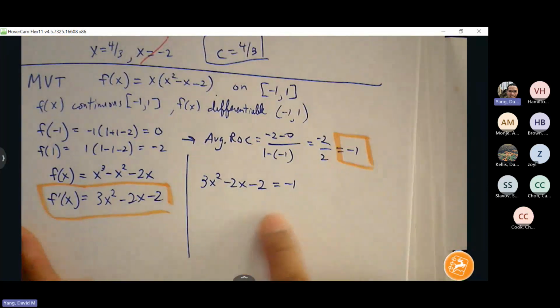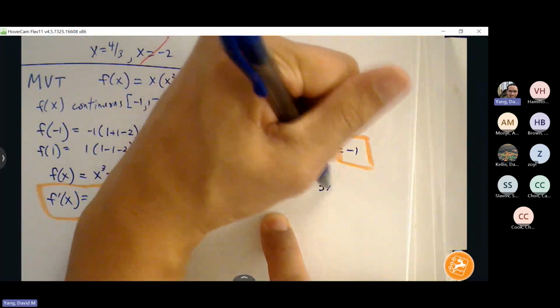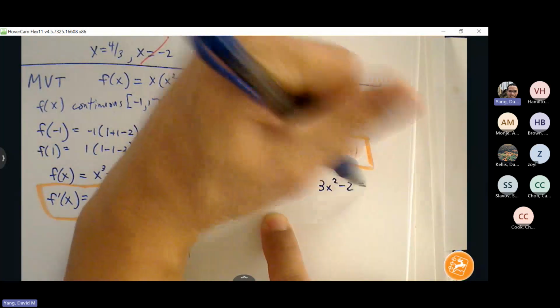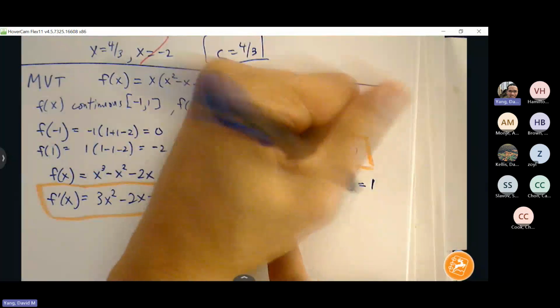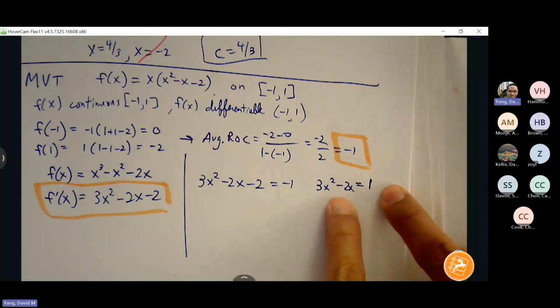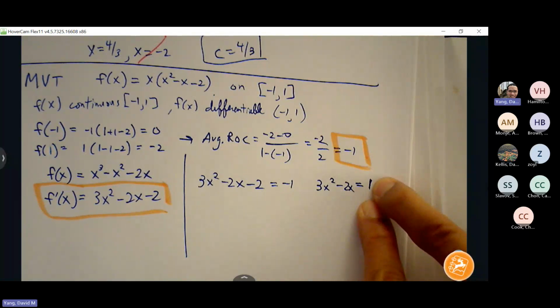Now, when I get to this stage here, can I do this? Can I say 3x squared minus 2x equals, put the constants together, and then factor and solve? Can I do this? No, right. This has got to be a what? Got to be a 0, right?